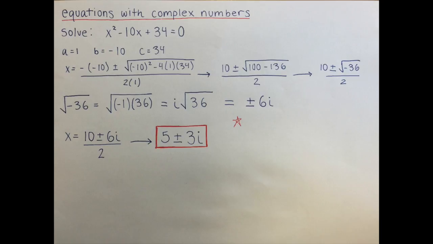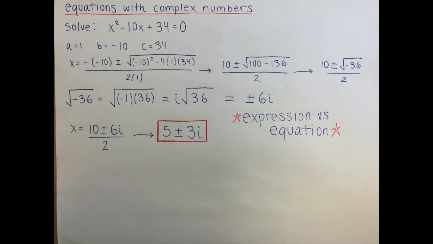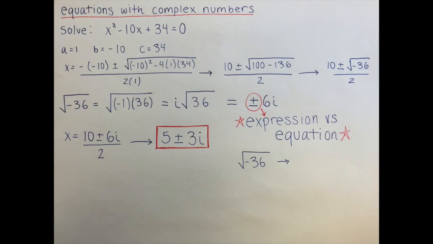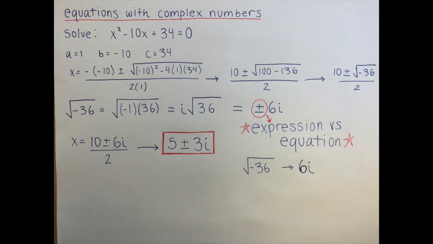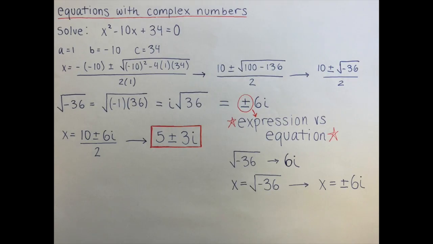So in the equation x squared minus 10x plus 34 equals 0, x is equal to 5 plus or minus 3i. Now while we're on the subject of plus or minus answers, I want to bring up the difference between expressions and equations with complex numbers. For an expression, if you had the square root of -36, that would become 6i. But for an equation, if you had x equals the square root of -36, x would equal plus or minus 6i. That's very important to remember the difference.